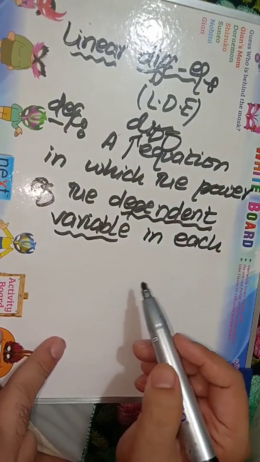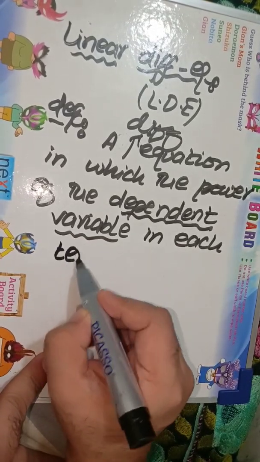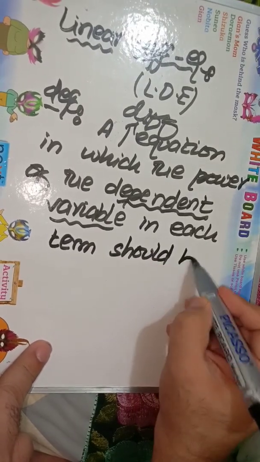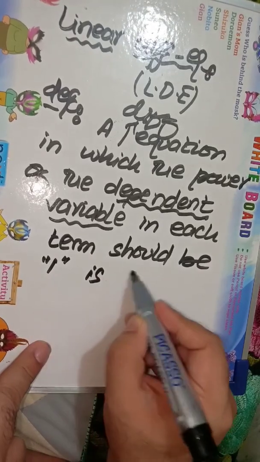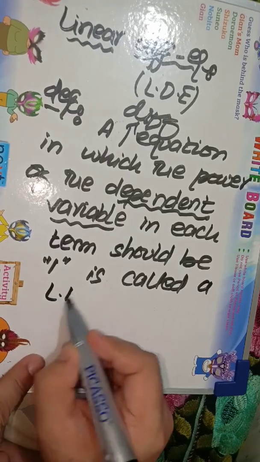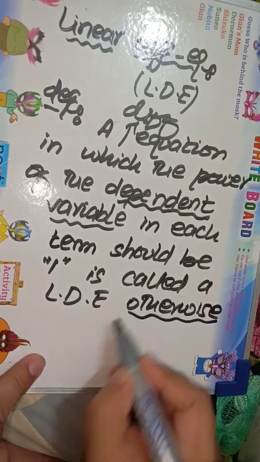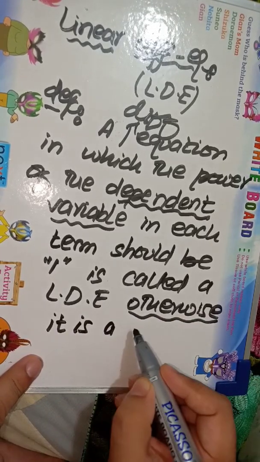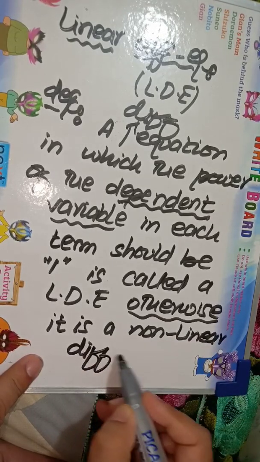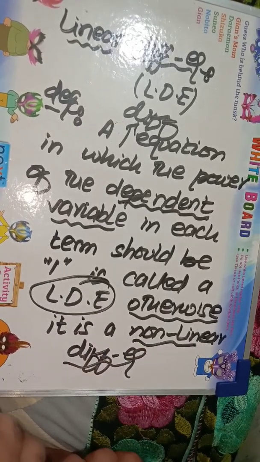So a differential equation in which the power of the dependent variable in each term should be 1 is called an LDE, a linear differential equation. Otherwise, it is a non-linear differential equation. So linear differential equation is very simple to understand.